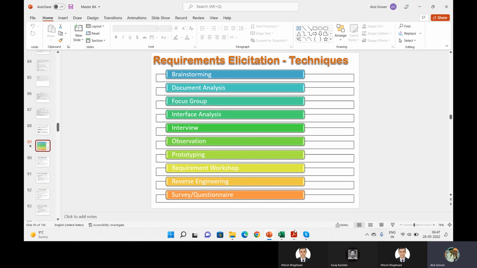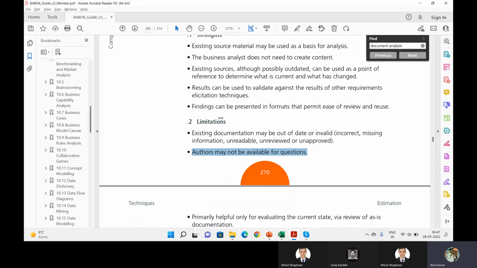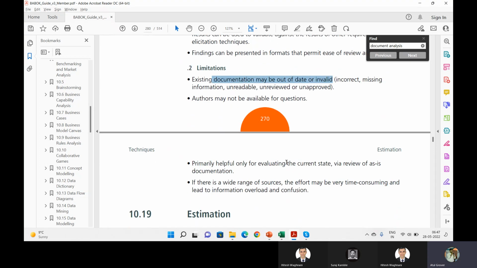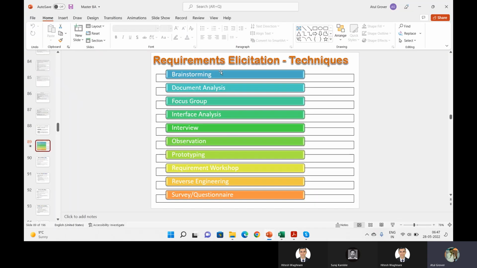So if you see here, this document may be out of date, invalid, incorrect, or missing information. For evaluating the current state, a wider range of sources is required. But what you did not get from here, you can get from the other techniques. Clear? So it's not that you sent the document and the work is finished.